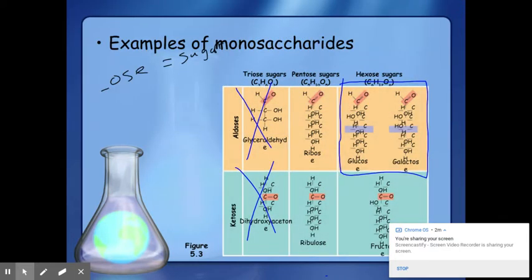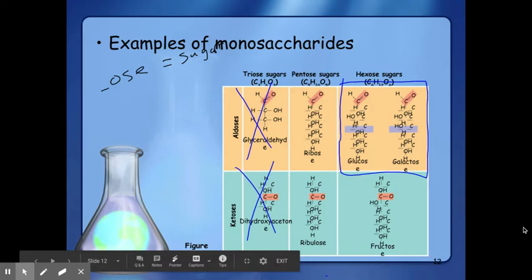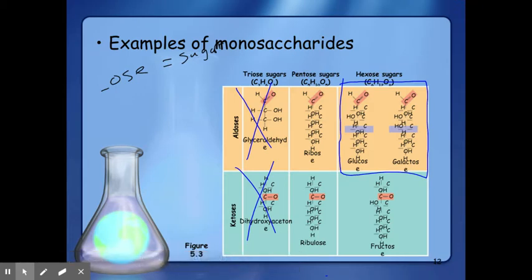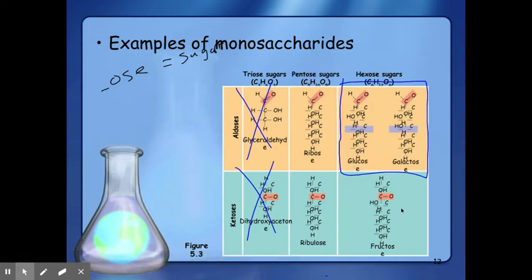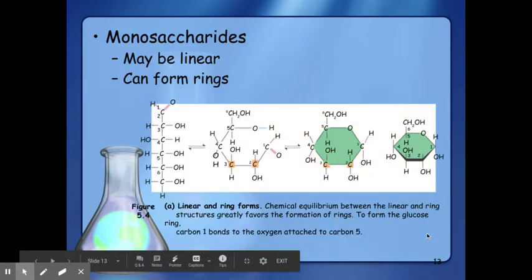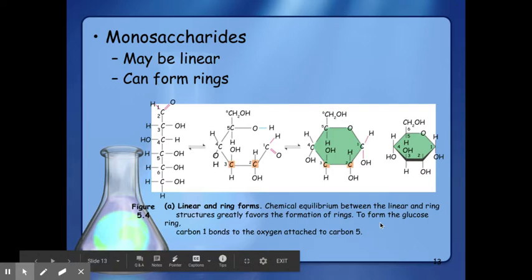So, examples of monosaccharides. Glucose, galactose is another example. Ribose is another example, and fructose. So just some good examples. You don't have to include all of those, but maybe include a couple. Glucose is, again, a very important one. Sorry about the formatting here. So monosaccharides, they could be linear. They can also form rings. Glucose, for example, is a ring structure.